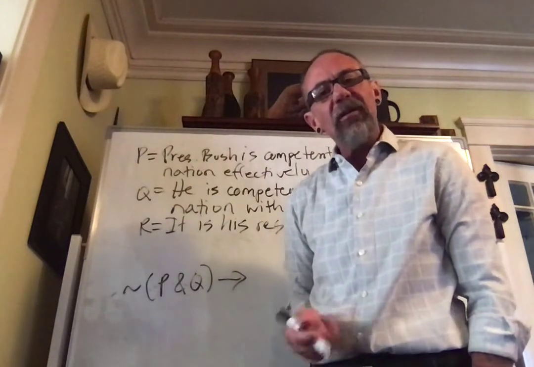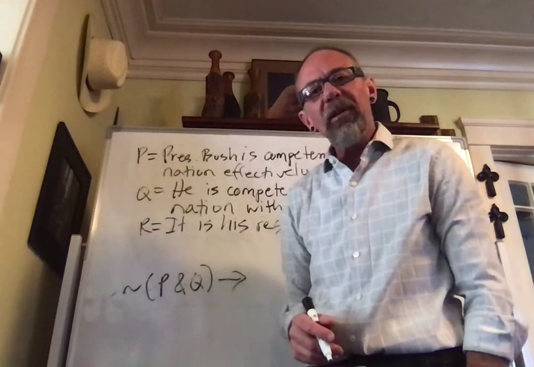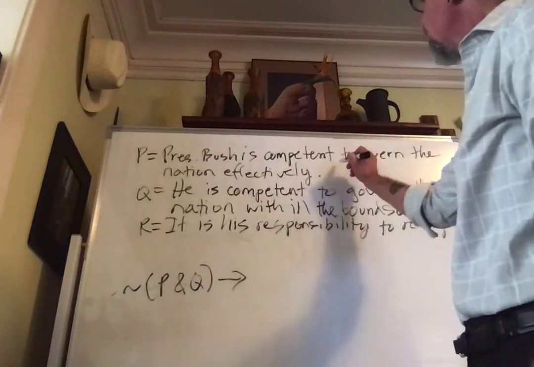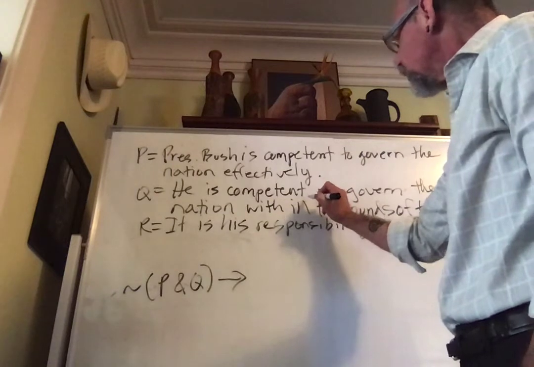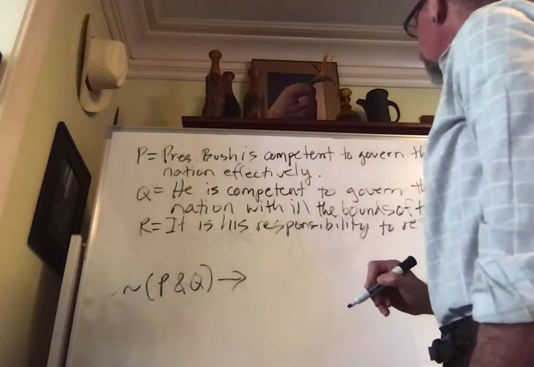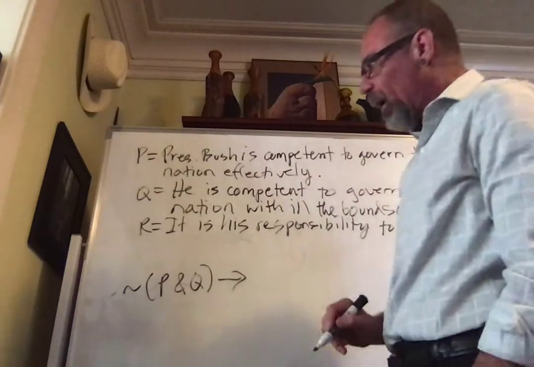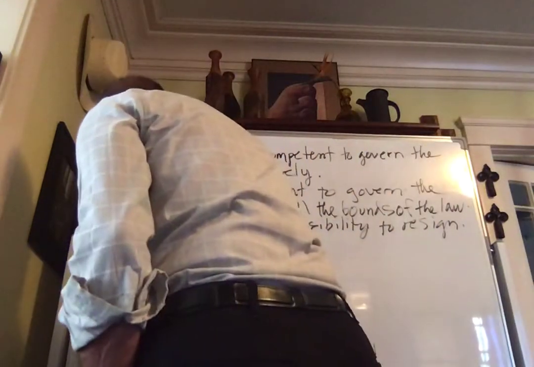And is giving us, again, conjunction. What does clear the way for someone who can mean? It means clear the way for someone who can govern the nation effectively and for someone who can govern the nation within the bounds of the law. So that's actually going to give us two more variables.